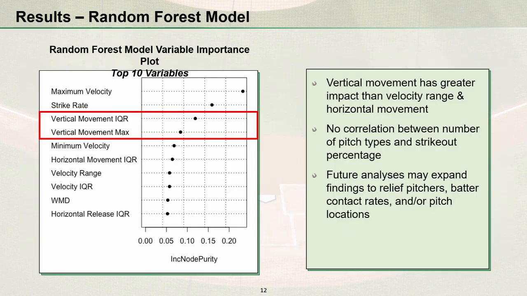So what does this all mean? What did we learn? Well, the variable importance plot that we see on the left shows the variables that have the greatest influence on a pitcher's strikeout percentage. Just the top 10 variables are listed here on this chart. But maximum velocity and, to no surprise, strike rate have the greatest impact on strikeout percentage.